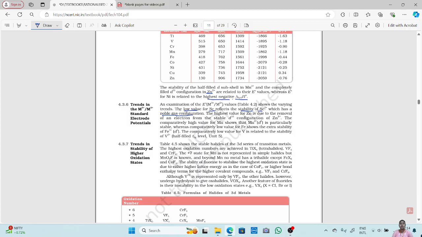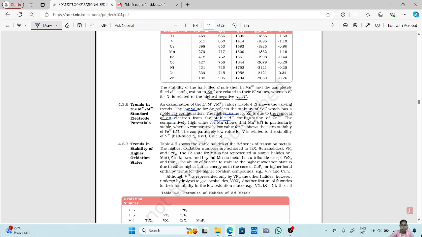And the highest value for zinc is due to the removal of an electron from the stable d10 configuration of Zn2 plus. Here there is a removal of an electron from the stable d10 configuration. That's why it shows the highest value.